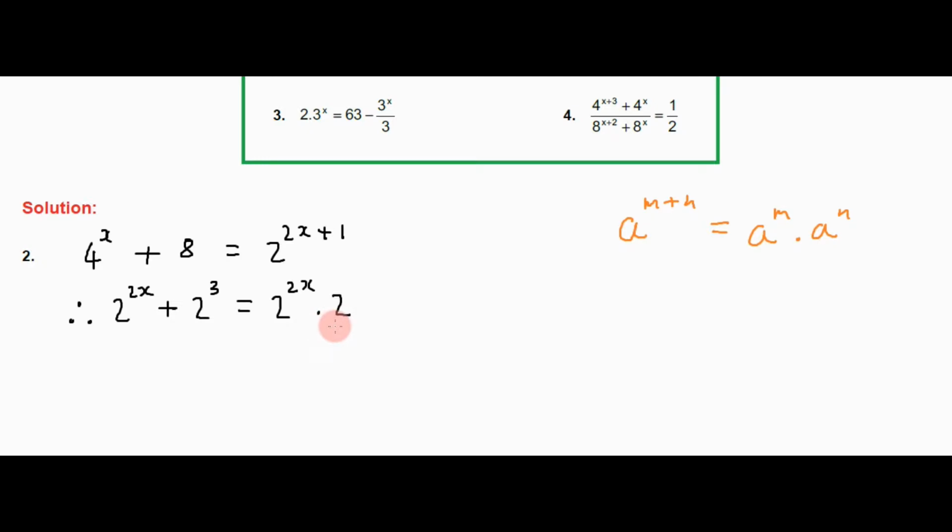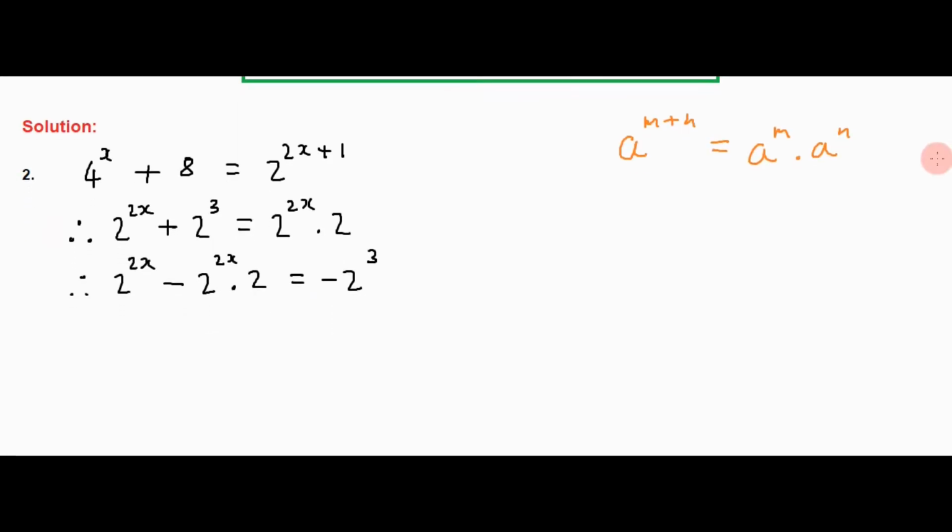We're going to bring all the terms in x to the left hand side. So we have 2 to the 2x minus 2 to the 2x times 2. And we're going to take the 2 cubed to the right hand side. So it's negative 2 cubed. Now we can take out a common factor of 2 to the 2x on the left hand side. So it's 2 to the 2x. Into the first term goes once. And into the second term we are left with 2.